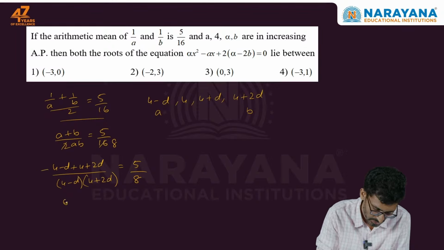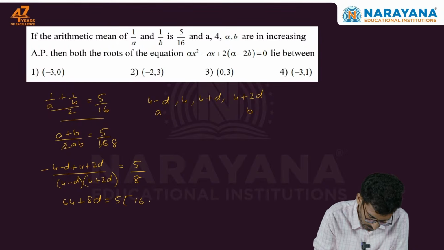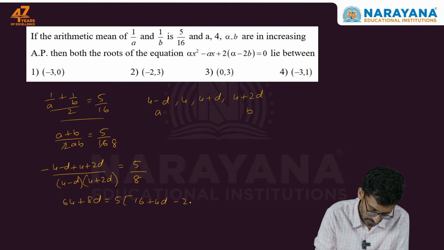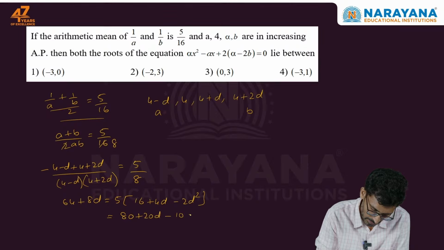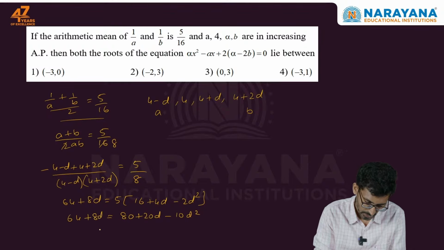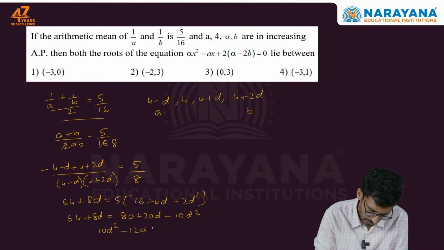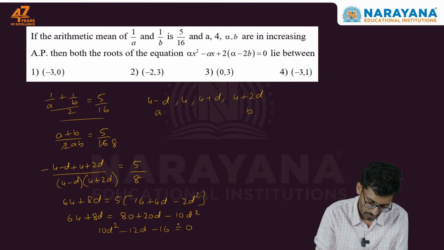So 8 into (8 plus D) means 64 plus 8D is equal to 5 into, here we are getting 4 into 4 is 16, 8D minus 4D. So 16 plus 4D, 8D minus 4D minus 2D square. So this is equal to 80 plus 20D minus 10D square and 64 plus 8D. So I will simplify this. This is 10D square minus 12D minus 16 is equal to 0.